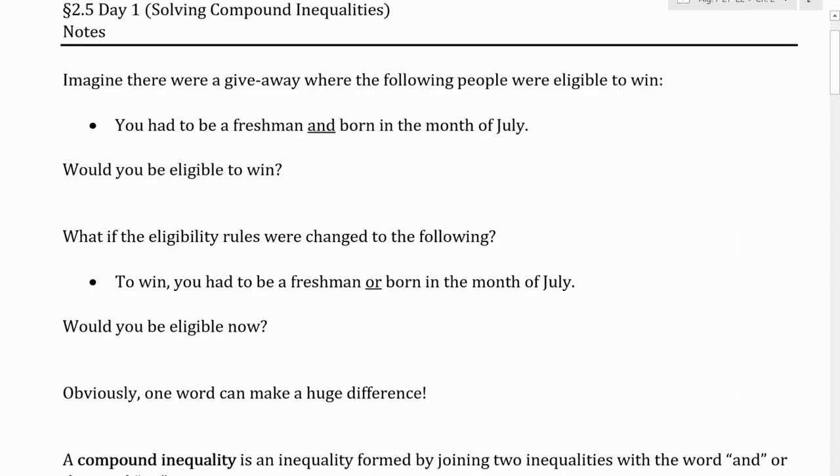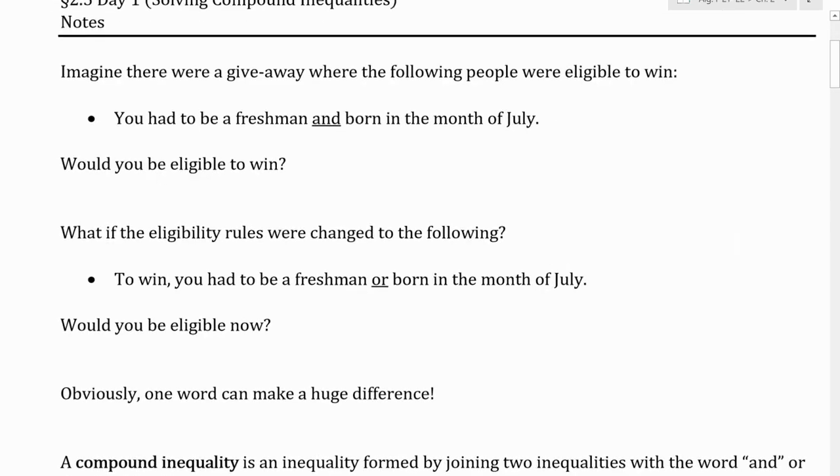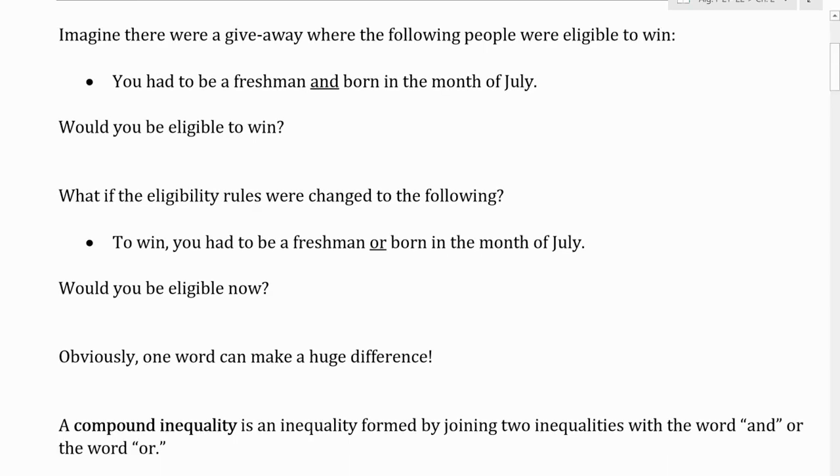Okay. But think about this. We're going to talk about the difference between the words and and or. So say there's some sort of giveaway, and here's who can win. You have to be a freshman and born in the month of July. So, would that make you eligible? Because if it's and, it has to be both. You have to both be a freshman. So if you're not a freshman, you're already out. And then if you are a freshman, you also have to be born in the month of July. There's not probably a lot of y'all that would apply for.